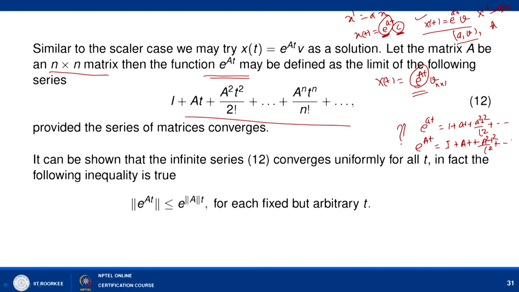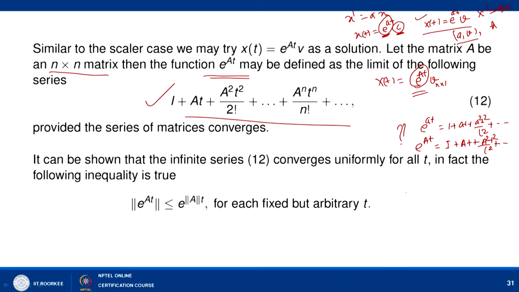Can we have a similar kind of structure, and if we have this kind of structure, will it work as a solution of the system x dash equal to Ax? So, here we may define this as a limit of this infinite series provided that this infinite series converges. First thing we need to work out is whether this infinite series will converge or not. To show that, we use the Cauchy criterion.